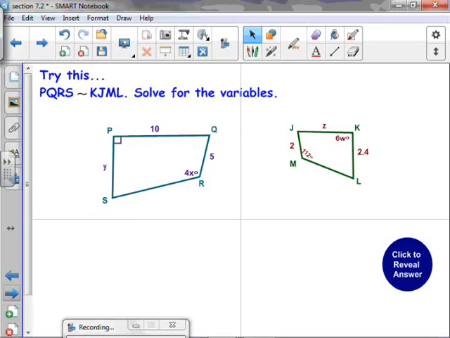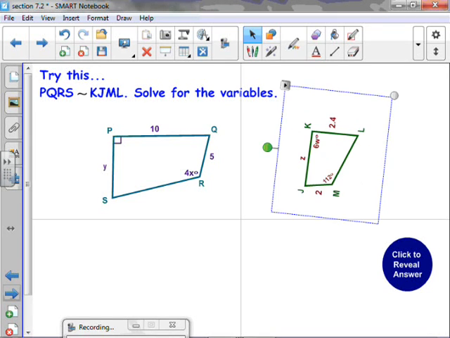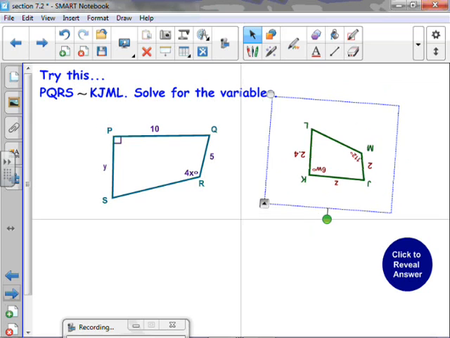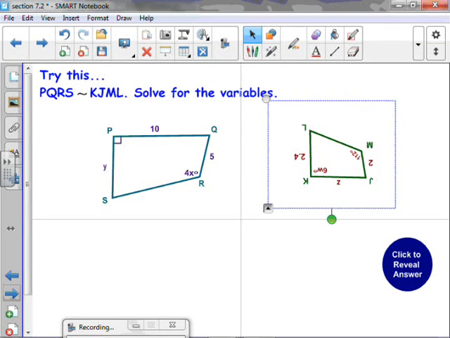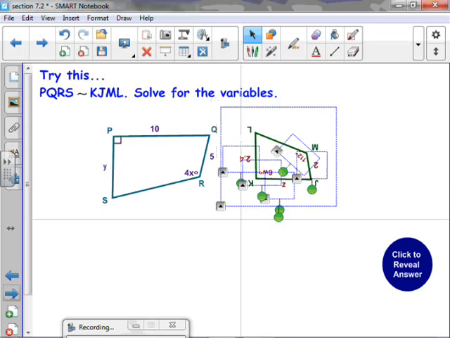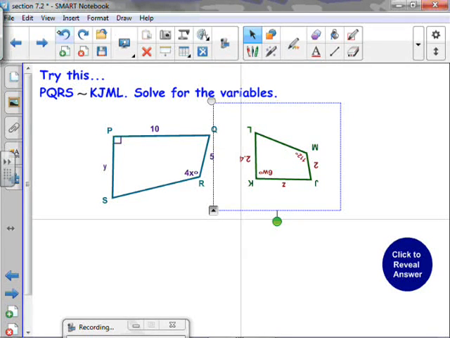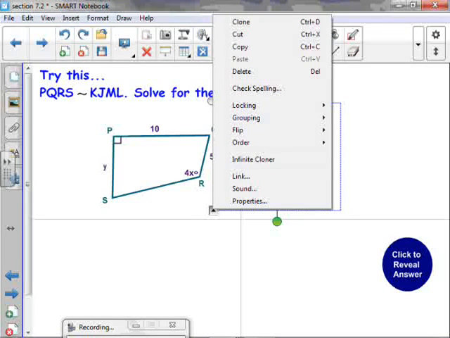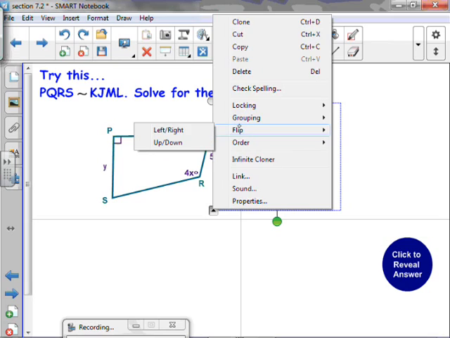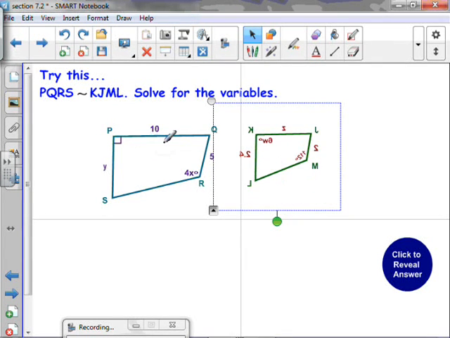Let's try this one. We know that these two are similar to each other, so let's solve for the variables. Once again, I'm going to play with my smartboard to get these to look exactly the same, or close to it anyway, so I can think about what is similar. And there's one other thing I want to do. I want to flip this up, down. Now they look the same. Great. So I know what is corresponding to each other. And again, when you don't have a smartboard, you just kind of have to do this in your head.